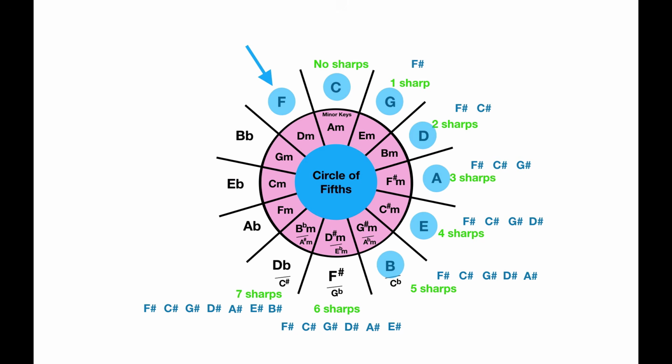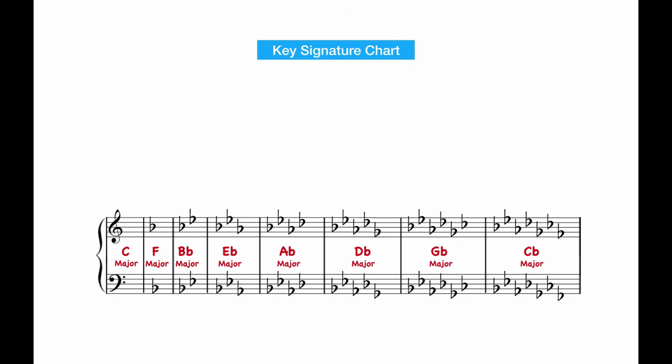And the exact same thing happens with the flat keys. So if we take a look at the flat keys, here they all are. The C major again has neither. So F major is our first flat key. It has 1 flat in it. The B flat major has 2, the E flat major has 3, and so on. Same thing as the sharp key signatures.